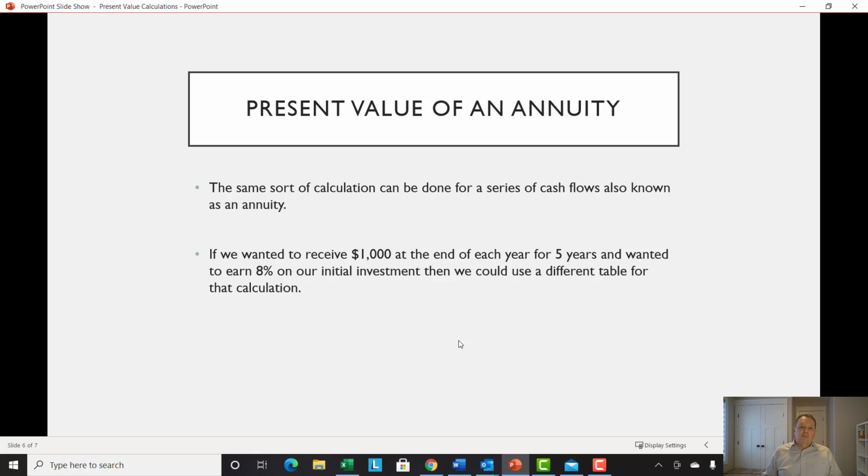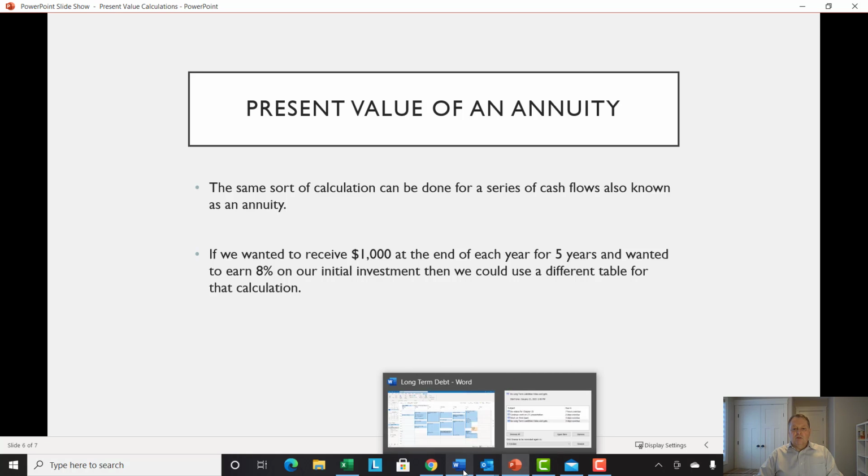We can also look at this from the point of view of an annuity. An annuity is just a series of cash flows. Over a period of time you get the same cash flow, and we can figure out what the present value of all those cash flows is at the same time. So let's say we wanted to receive $1,000 at the end of each year for 5 years, and we wanted to earn 8% on our initial investment. Then we could use a different table, a present value of an annuity table, to do that. So this is 5 years and earning 8%.